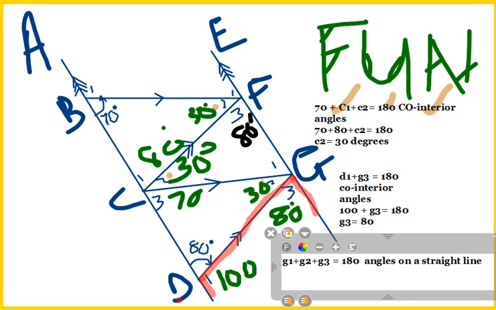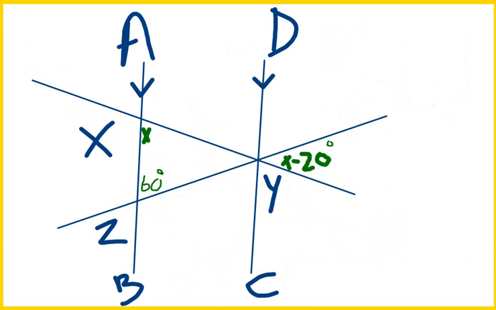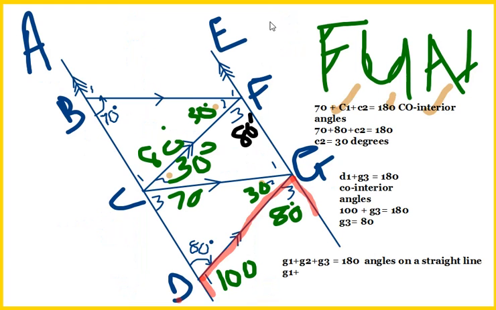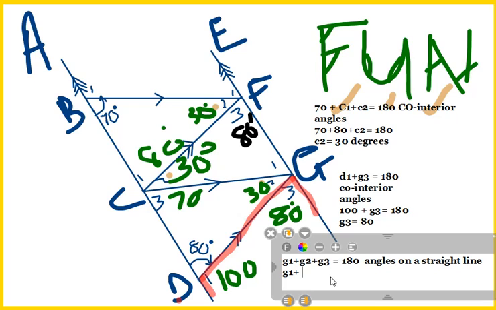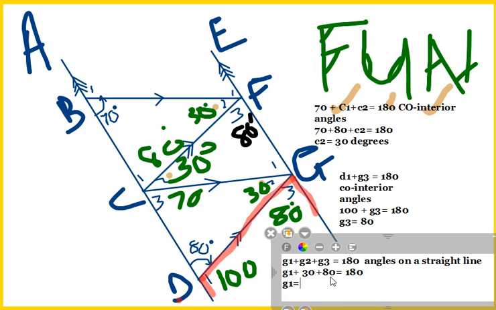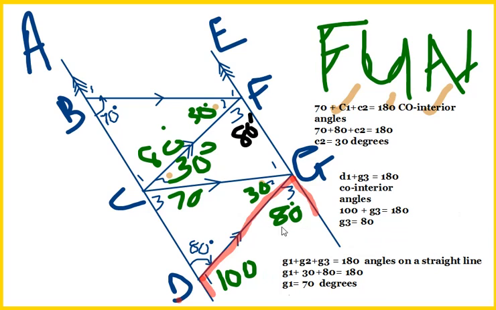And so if we don't know G1, but we know G2 to be 30, sorry about that. So G2 is 30 and G3 is 80 degrees, equal to 180. So our G1 would be 180 minus 80, which is 100, minus 30. So G1 is going to be 70 degrees.